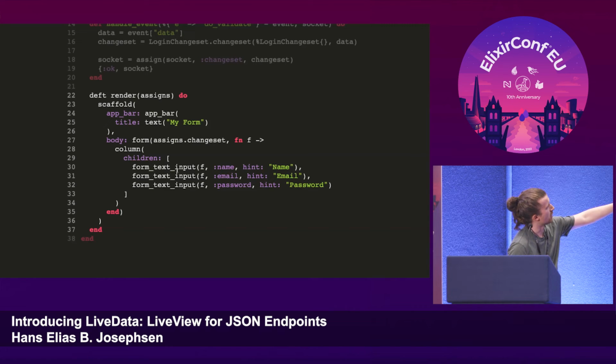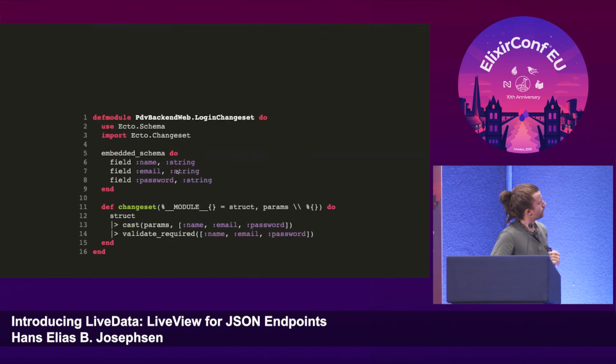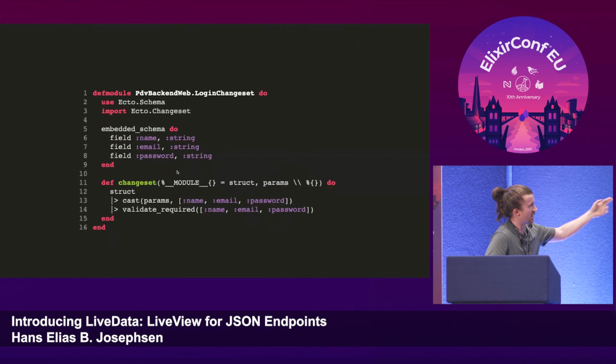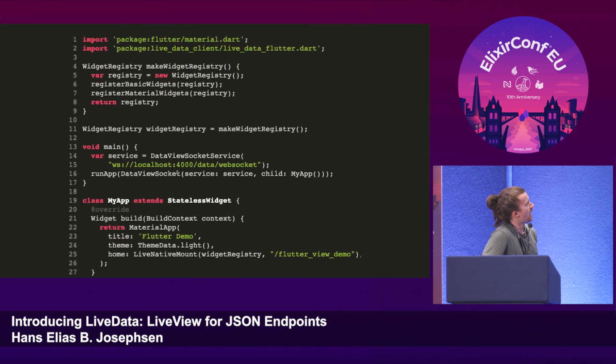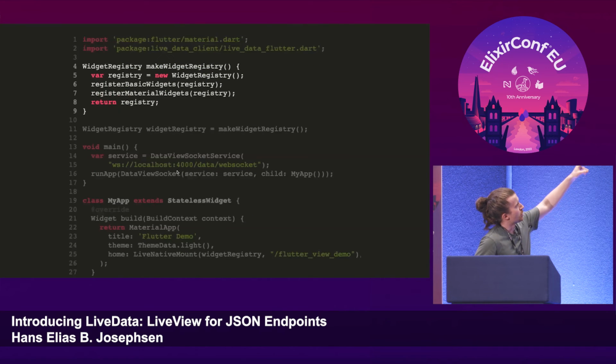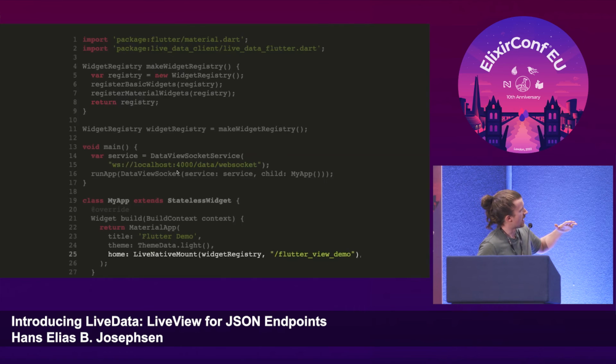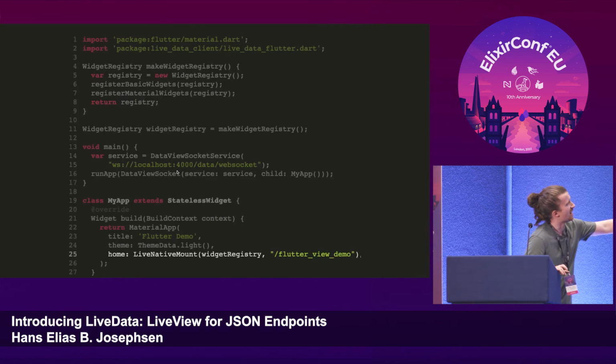And they refer to what's in the change set. So yeah, let's change that. It's just a name, email, password, and validates that they're present. And then on the client, we just create a widget registry, which tells us the widgets it knows about and can construct from the JSON it receives over the LiveData. And it connects to it, and it does a live native mount.